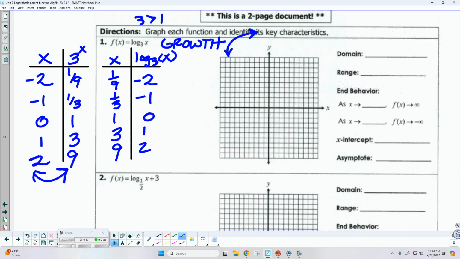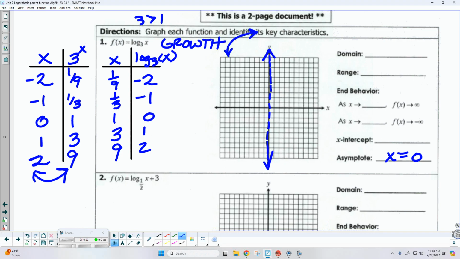Where does every log asymptote start? It has a vertical one, but where does it start? It always starts at 0, the y-axis. And there's no shifts of any kind, so it's going to be right here. So I already know the asymptote is x equals 0.